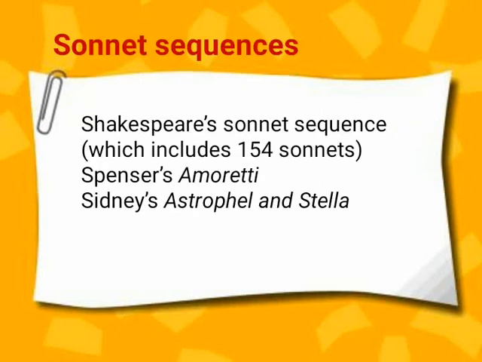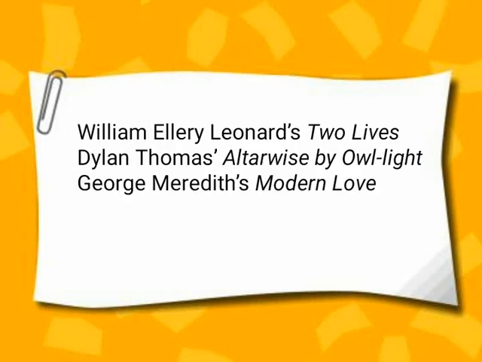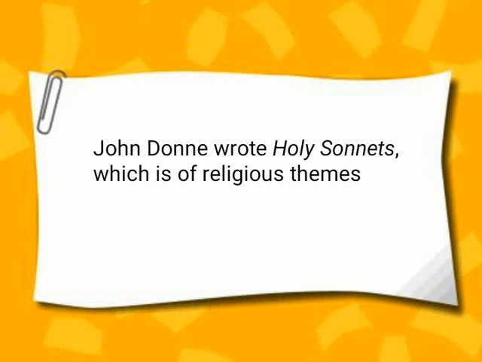There are many sonnet sequences, like Shakespeare's sonnet sequence, which includes 154 sonnets, then Spenser's Amoretti, Sidney's Astrophil and Stella, Wordsworth's The River Duddon, D.G. Rossetti's The House of Life, Elizabeth Barrett Browning's Sonnets from the Portuguese, William Leonard's Two Lives, Dylan Thomas's Altarwise by Owl-Light, George Meredith's Modern Love, and then John Donne's Holy Sonnets.